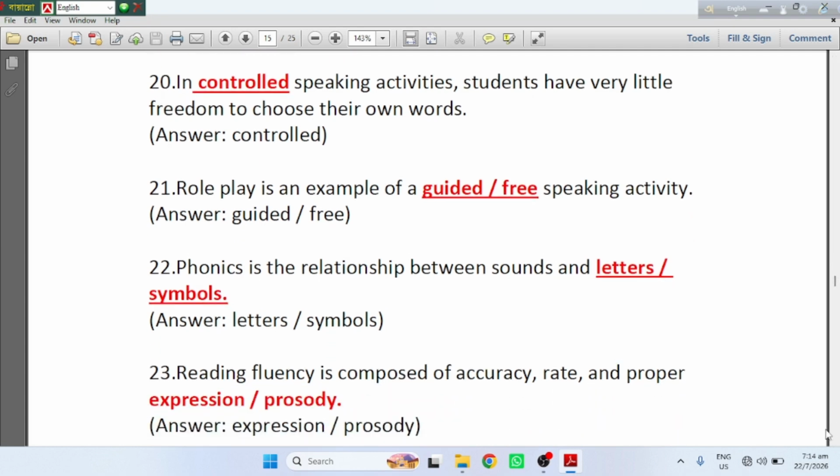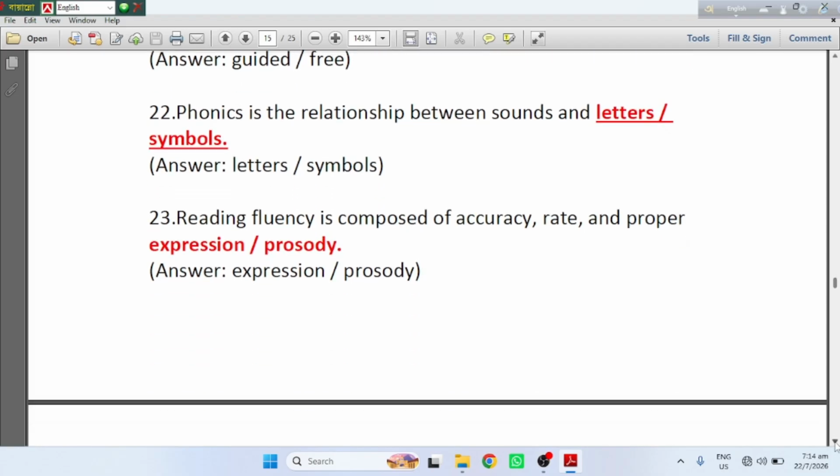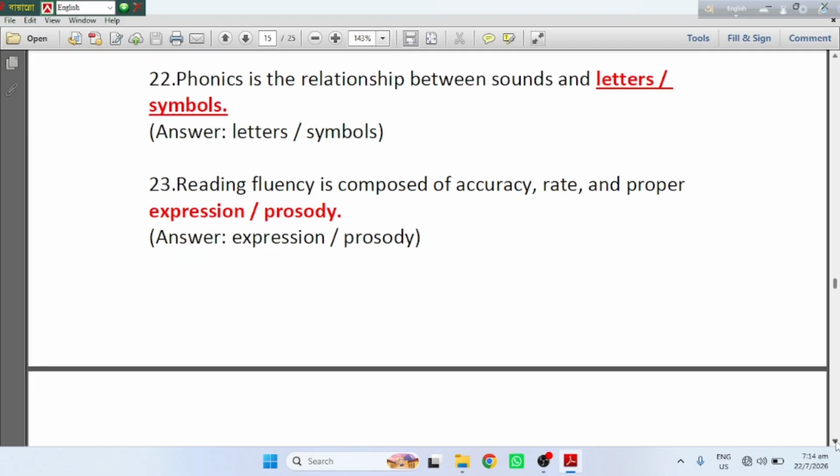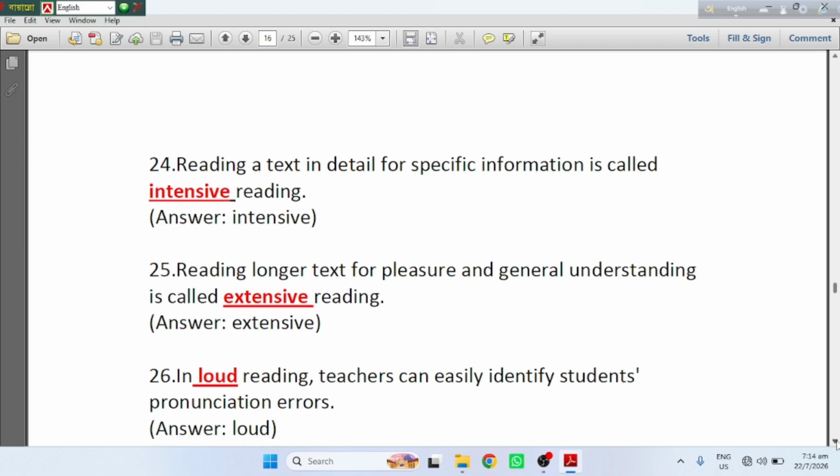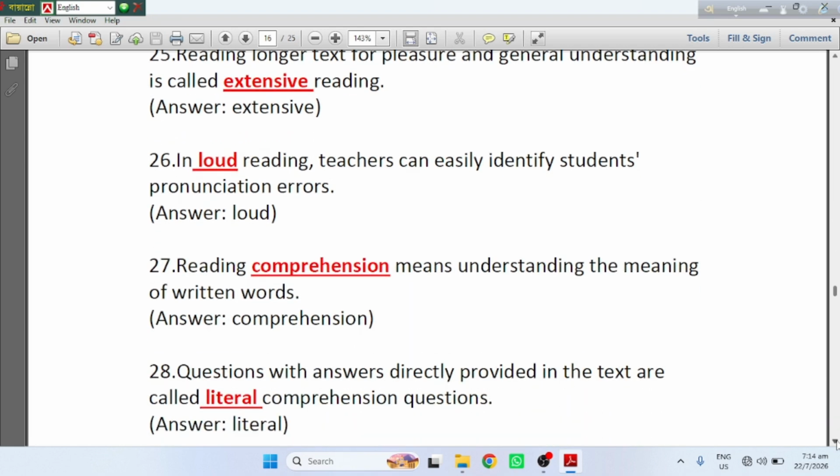Phonics is the relationship between sounds and letter symbols. Reading fluency is composed of accuracy, rate, and proper expression, prosody. Reading a text in detail for specific information is called intensive reading. Reading longer text for pleasure and general understanding is called extensive reading. In loud reading, teachers can easily identify students' pronunciation errors.